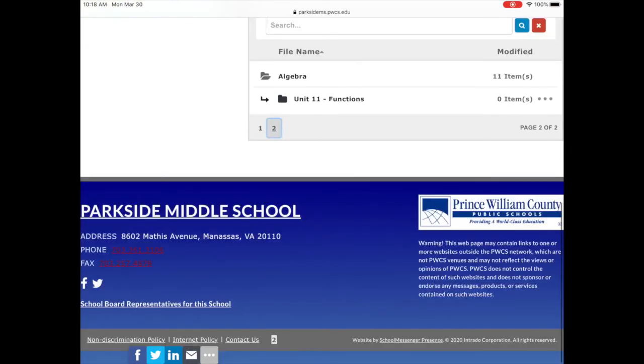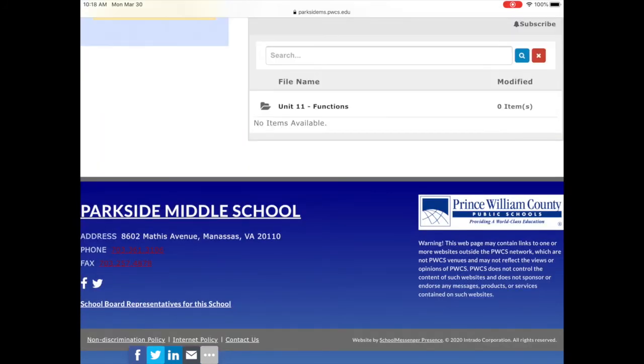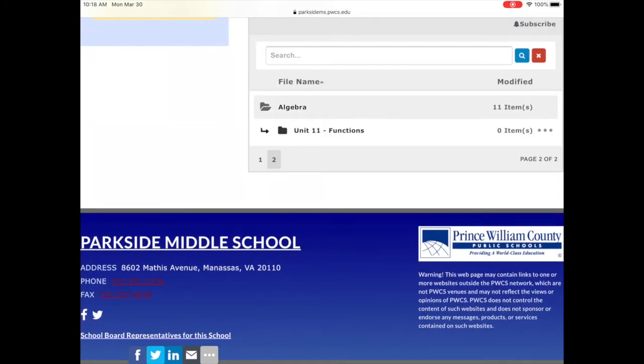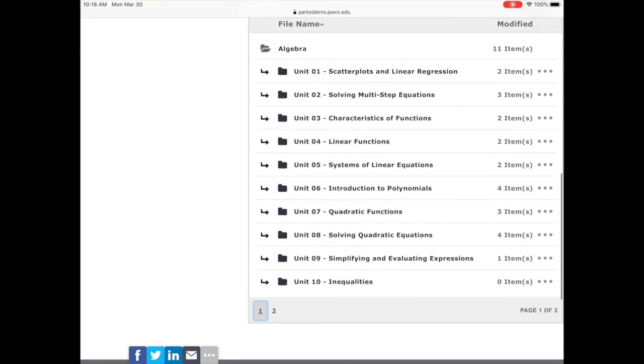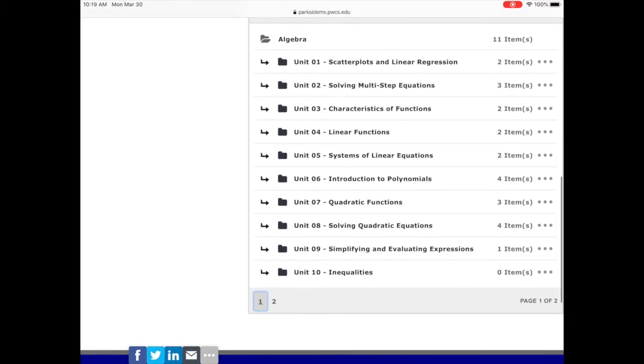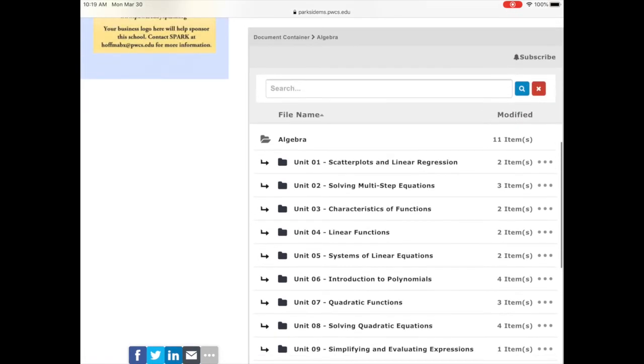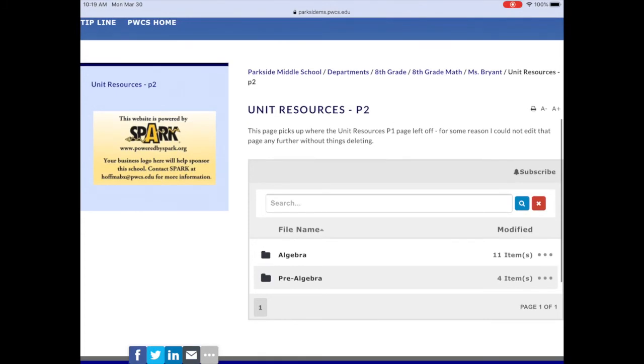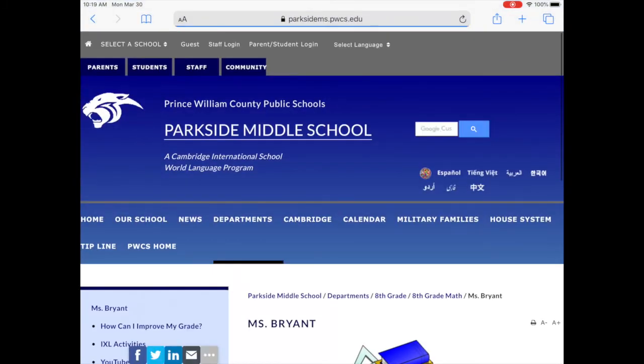You also have a second page here with unit 11 functions. There's nothing in there because we hadn't gotten to unit 11. If the county decides that we're going to start teaching you new stuff, then I will start adding things to these folders. Right now, all they want us to do is review and practice anything that you did from September to March 13th, okay? So that's what the deal is with the Unit Resources P1 and P2.